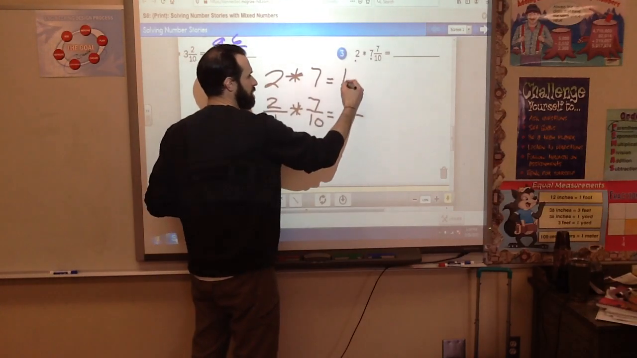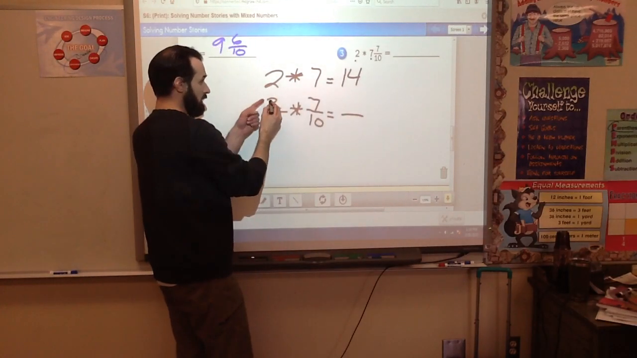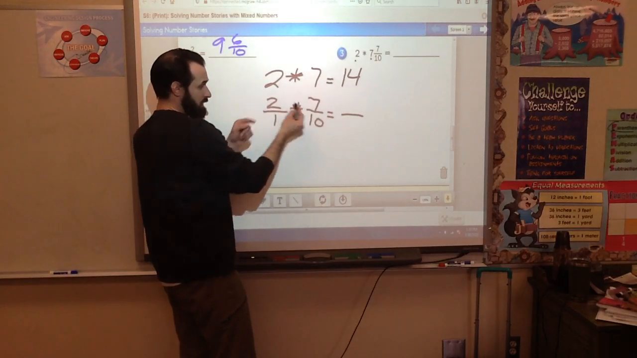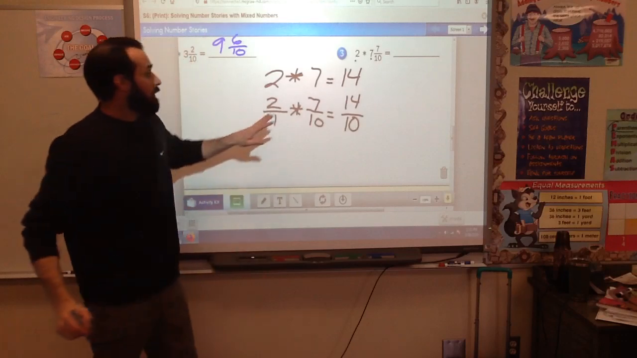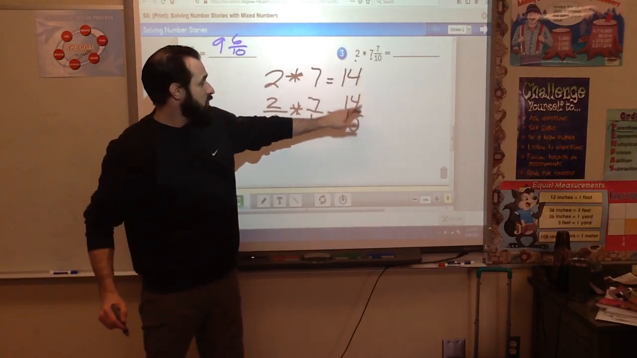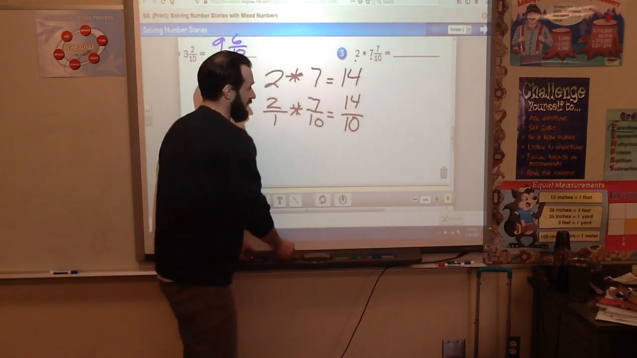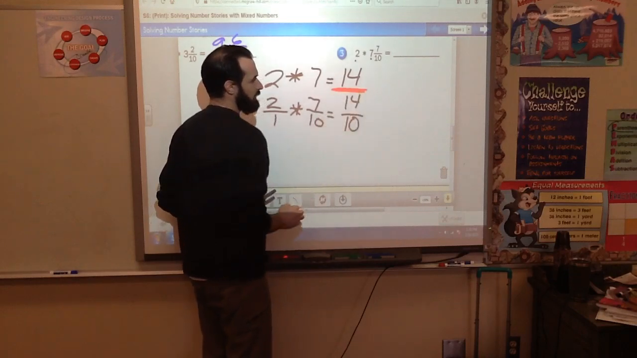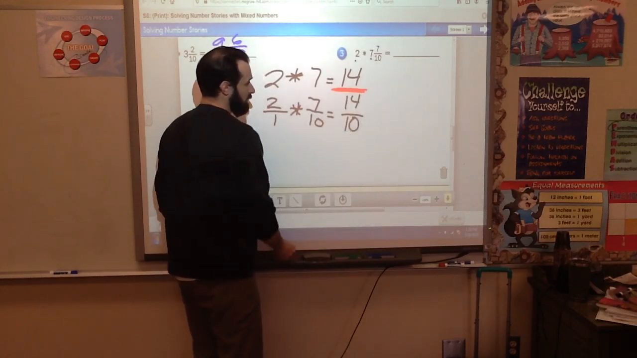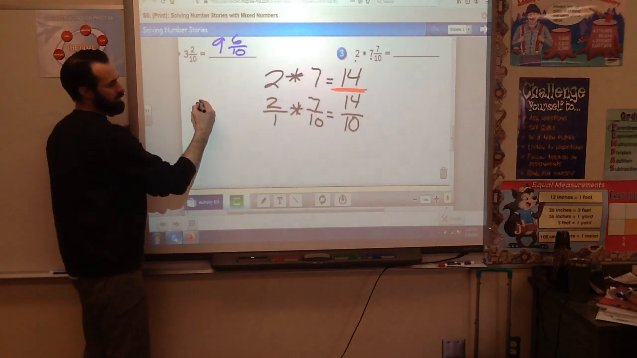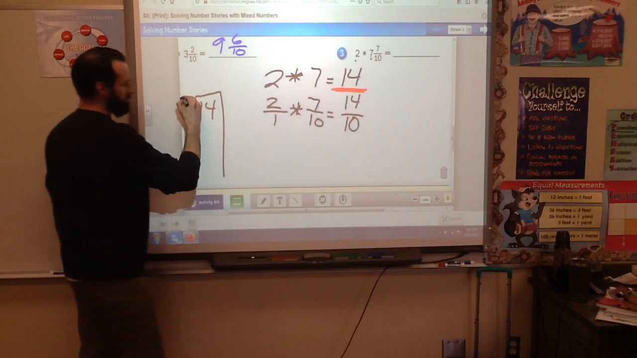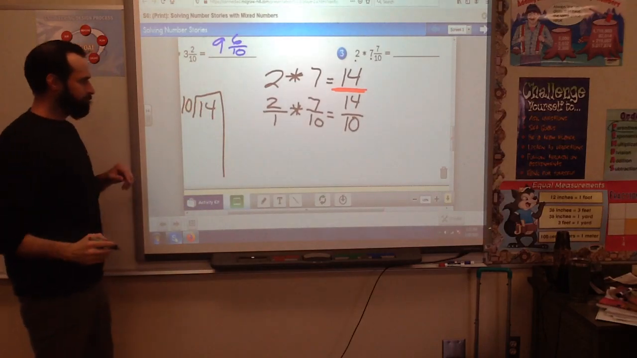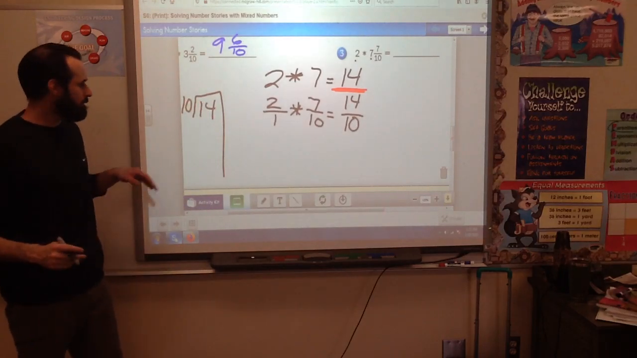2 times 7 is 14. We already know that. Here's another one. 2 times 7 is 14. And that's going to be over 10. But at the end of this, we need to be able to add two whole numbers. So we've got a whole number here. We need to reduce this one. So somewhere on your sheet, or on a piece of scratch paper, 14 divided by 10. Okay, pretty simple problem.